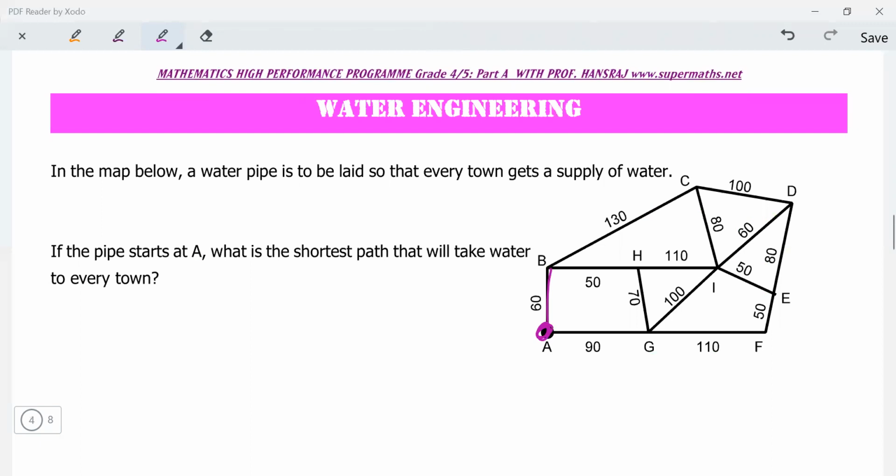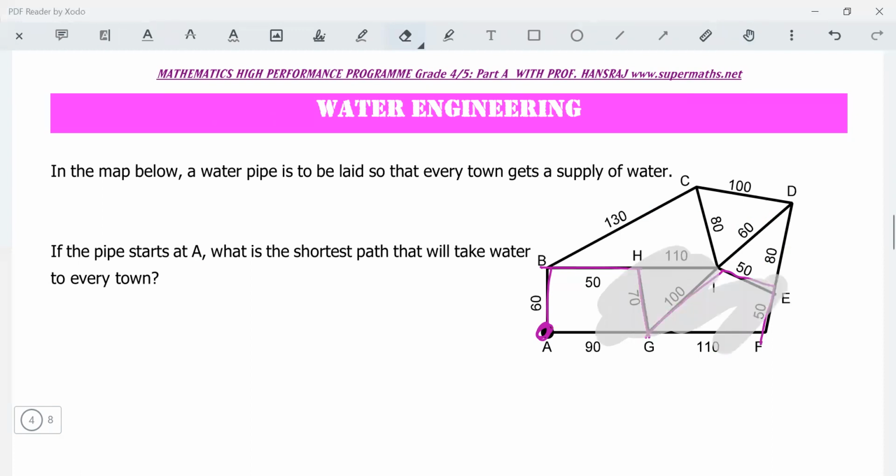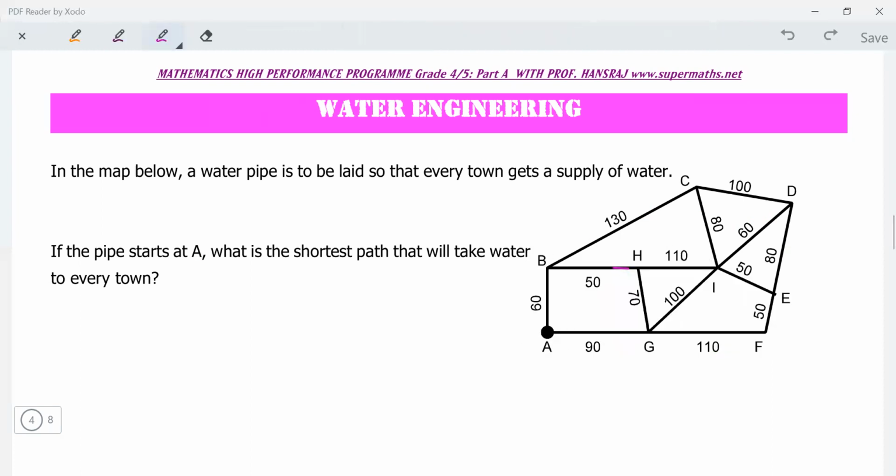So if you start here and you go up, there, down here, H, G, I, E, F, it doesn't seem like a clear path. Let's try it again. Trial and error, you see. And then we're going to add these up. Remember, it's not necessary to come home again. No need to come back to A.